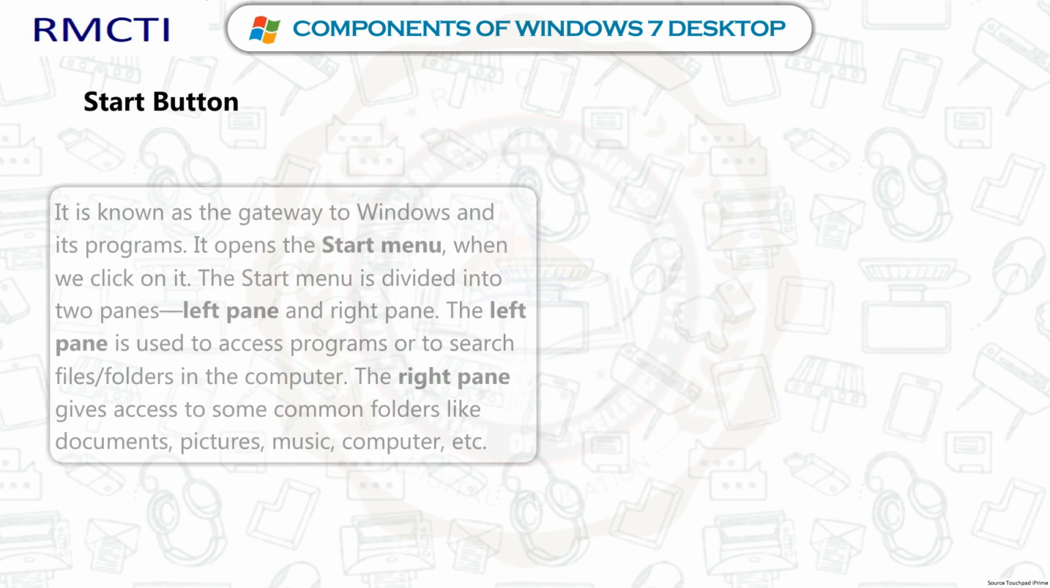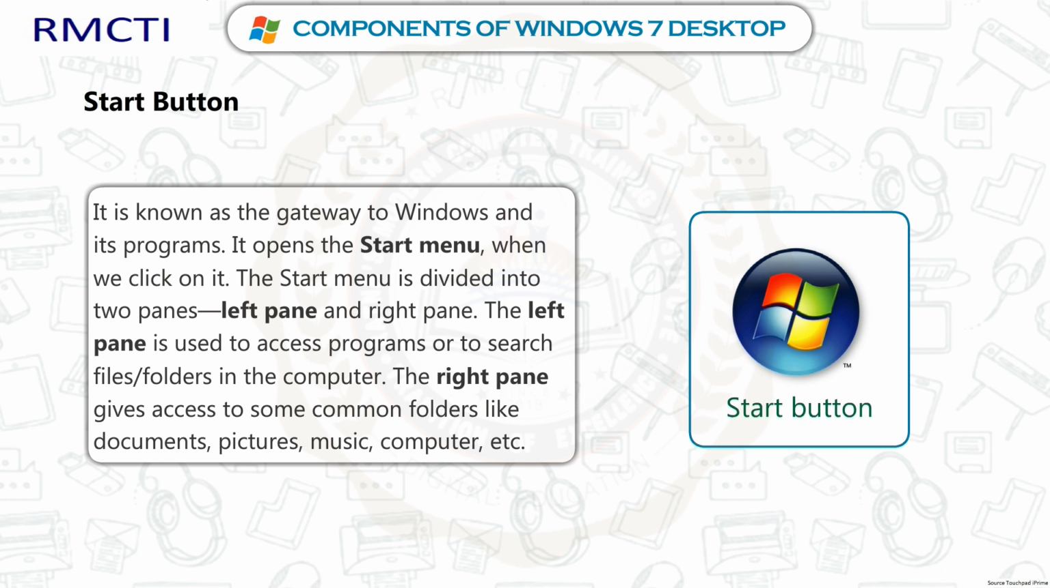Start button. It is known as the gateway to Windows and its programs. It opens the Start menu when we click on it. The Start menu is divided into two panes, left pane and right pane. The left pane is used to access programs or to search files and folders in the computer. The right pane gives access to some common folders like documents, pictures, music, computer, etc.